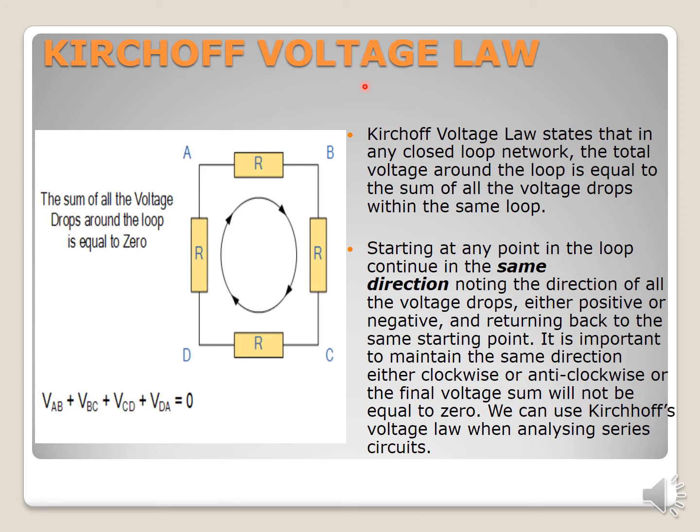What about Kirchhoff voltage law, KVL? Kirchhoff voltage law states that in any closed loop network, the total voltage around the loop is equal to the sum of all the voltage drops within the same loop. Starting at any point in the loop, continue in the same direction, noting the direction of all the voltage drops, either positive or negative, and returning back to the same starting point. It is important to maintain the same direction, either clockwise or anti-clockwise, or the final voltage sum will not be equal to 0. We can use Kirchhoff voltage law when analyzing series circuits.